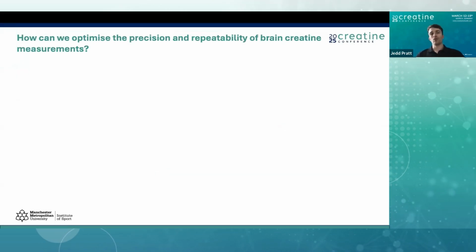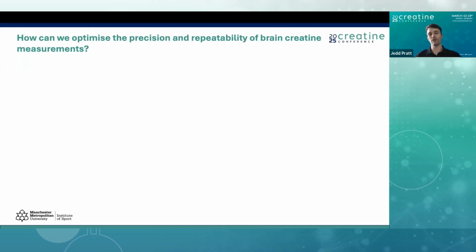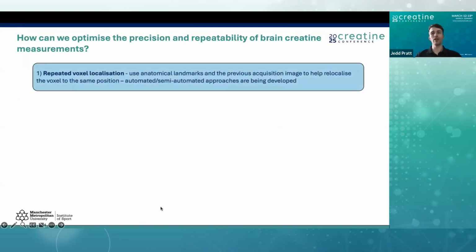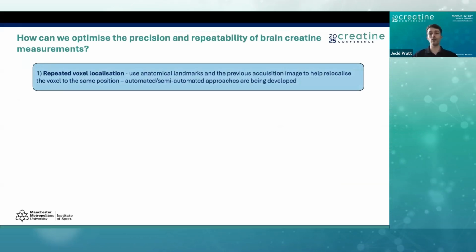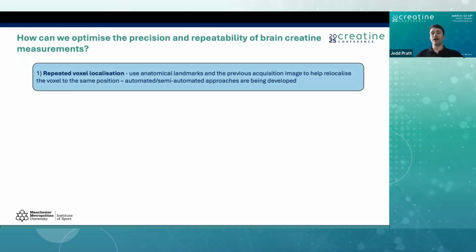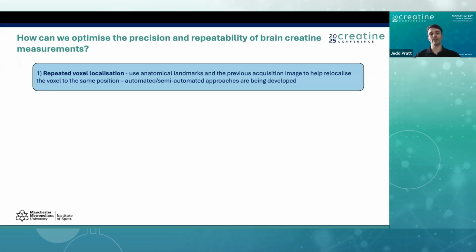So then, based upon these error sources, what can we do to try and improve the precision and repeatability? And this is some of the stuff that we worked into our reliability study, which I'll present in just a moment, to try and improve our precision. So the first thing, in relation to this voxel localization, the best thing we can do at the minute is use anatomical landmarks within the brain, within the slices, to try and really pinpoint where we're positioning the box or the voxel. And in combination with the actual previous acquisition image, so you can pull that up beside where you're planning your voxel, and try and really replicate where you had that previous positioning.